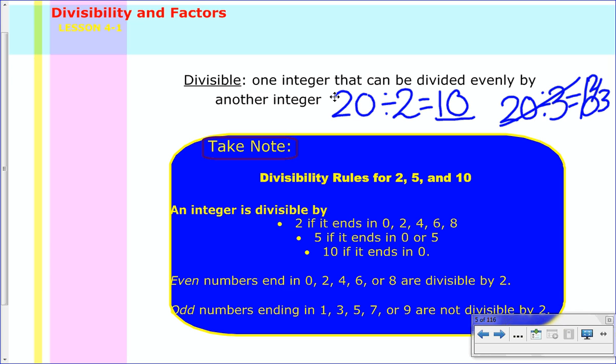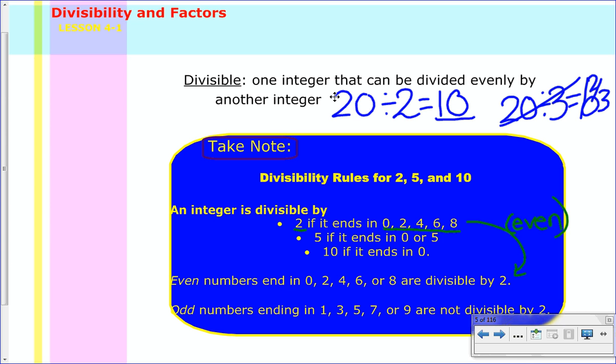So in order to be divisible, you have to get a whole number answer. Now we have some rules that can really help you out, so you don't have to divide them out every single time. Instead, you just use these rules. Here I have listed the divisibility rules for 2, 5, and 10. An integer is divisible by 2 if it ends in 0, 2, 4, 6, or 8, or what you would consider the even numbers. So it ends with an even number, or it's an even number, 2 goes into it.